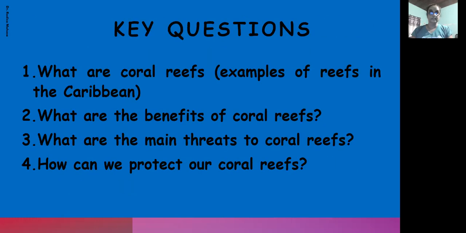So let's start with the key questions that we need to answer for this topic. The first one is we need to be able to explain what coral reefs are. Again, for introductory material, we should be able to know the examples of reef in the Caribbean, because I keep telling you that whatever question you're writing, you will have to give examples. So we're going to start by defining coral reefs very briefly.